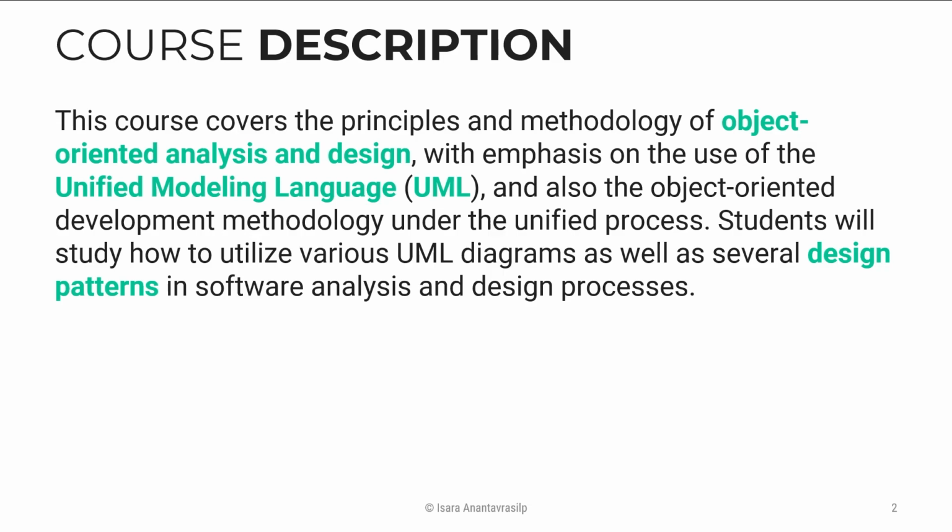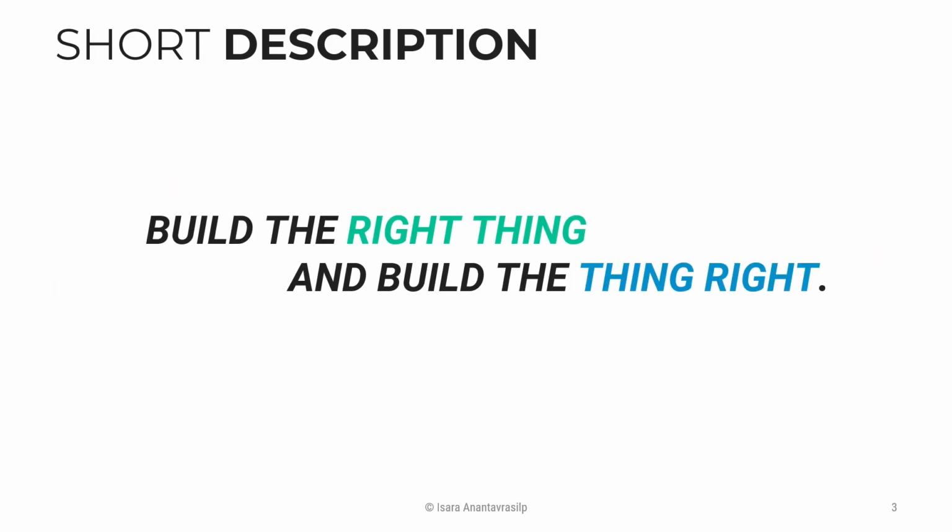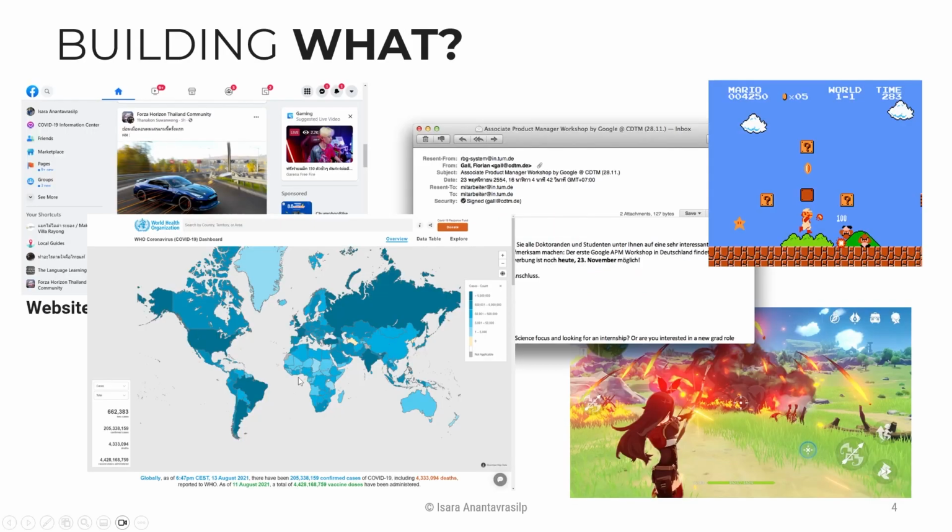But let me give you the main concept, the most important thing that we are trying to achieve, okay? Not just in this course, but the entire software engineering program. You want to build the right thing, and you want to build the thing right. But before we discuss both points, the right thing and the thing right, what exactly are we building?